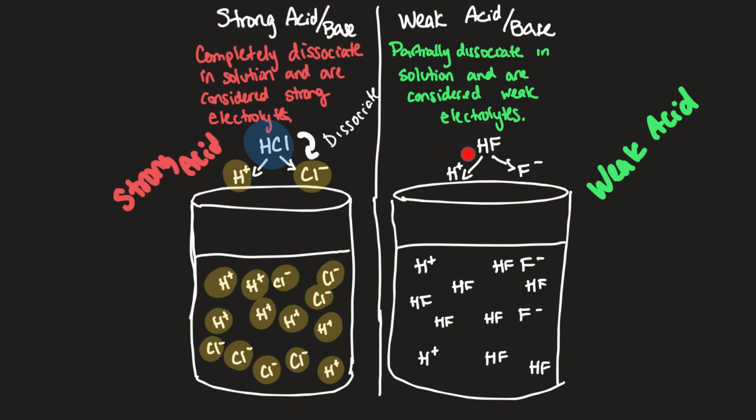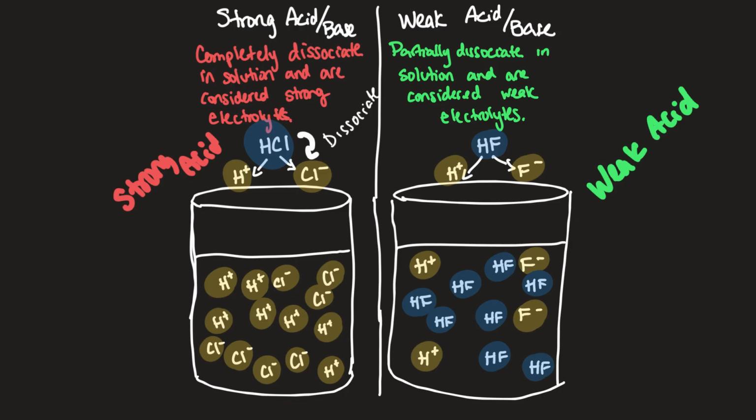Now let's move to the right side and look at HF, hydrofluoric acid. HF is what we consider to be a weak acid. Weak acids can dissociate, so it would dissociate into hydrogen ions and fluoride ions. But when we look into the solution, you notice that few of them actually dissociate, and most of the HF stays together intact as it was originally. That's why we consider HF to be a weak acid, because it doesn't completely dissociate.